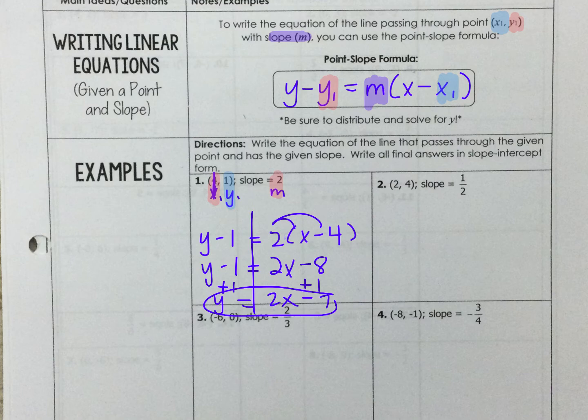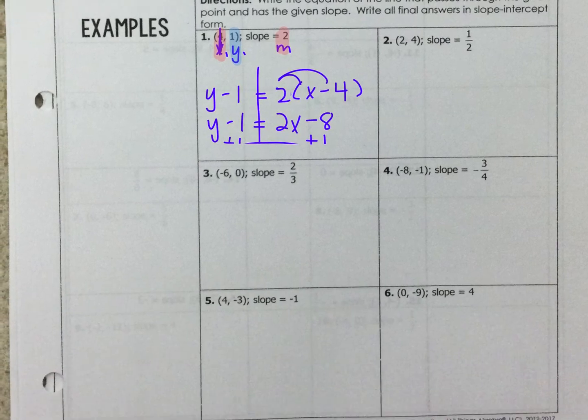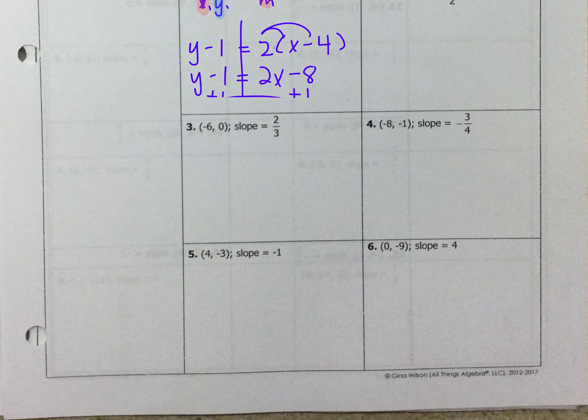All right, let's look at number 3 together. I'm going to erase that to get it out of my way. Same formula. Let's label the parts: x1, y1, and my m. So y minus y1, which is a 0. That's easy. Equals m, which is 2 over 3, times x minus my x, which is a negative 6.